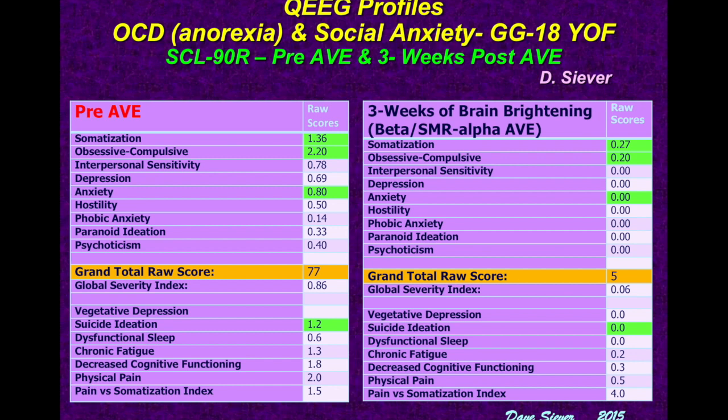One thing is, look at her raw score, 77 at intake. Three weeks later, her raw score is 5, which is so low. The average, the norm, is 50. So she started off high, and you can see somatization, thinking about body issues, is a high score. Obsessive compulsiveness, of course, is a high score. Interpersonal sensitivity, what others think of her, is a higher score. Anxiety is a higher score. And 3 weeks later, it's non-existent. She's completely calm and relaxed and getting on with her life.